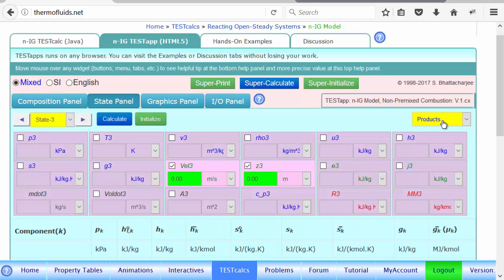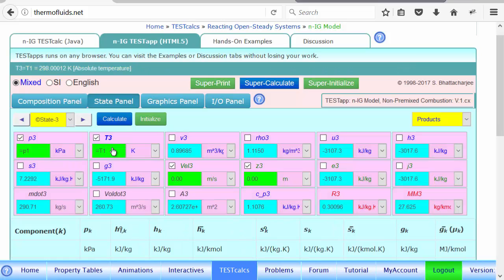State 3, we have products. Again, for finding the heating value, we'll cool down the products exactly to the temperature of the reactants, which equals T1. So all three states are now known.